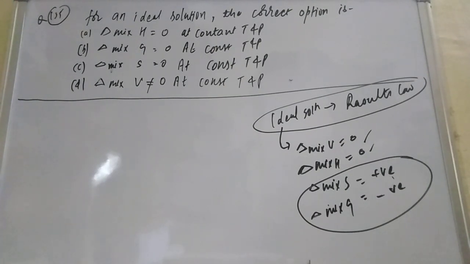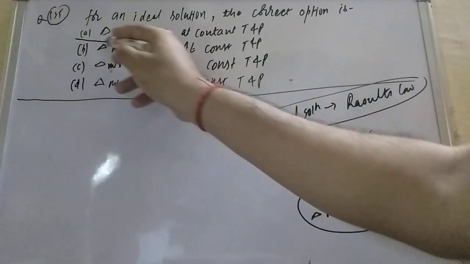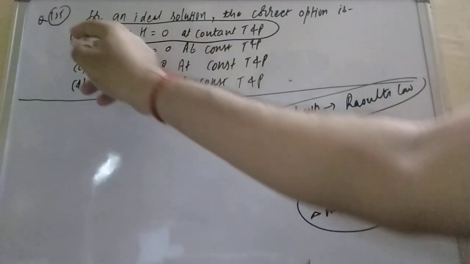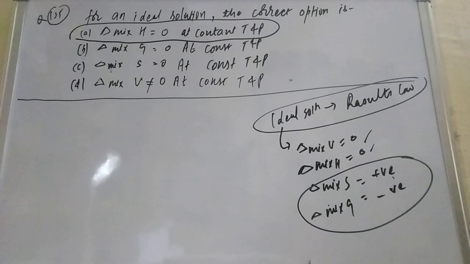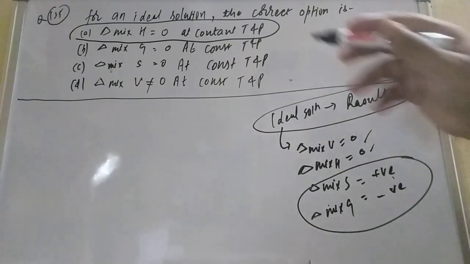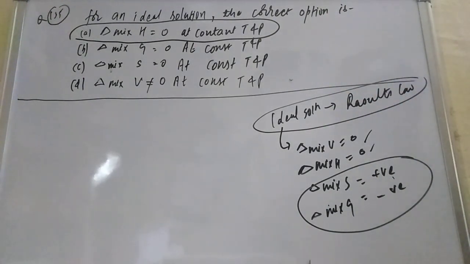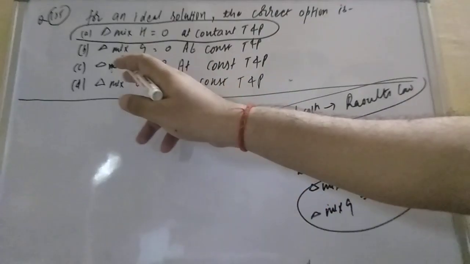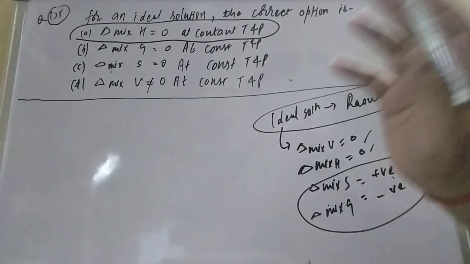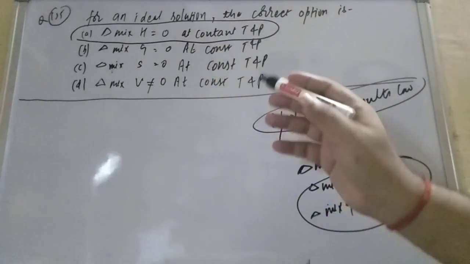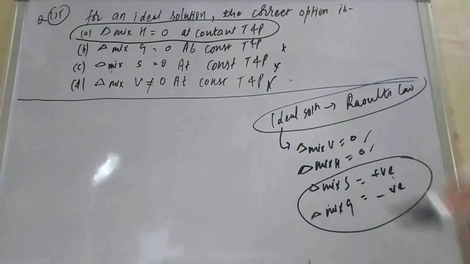So option number A, delta mixing H equal to 0 at constant temperature, I think option number A is correct. The others are not correct: delta mixing G at constant temperature is not 0, it should be negative, and delta mixing entropy is also positive, not equal to 0, so these three are wrong. Option number A is correct. Very easy problem, students. Now let us move on to problem number 156.